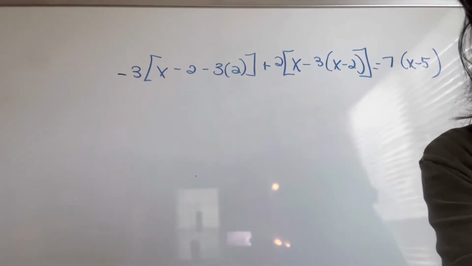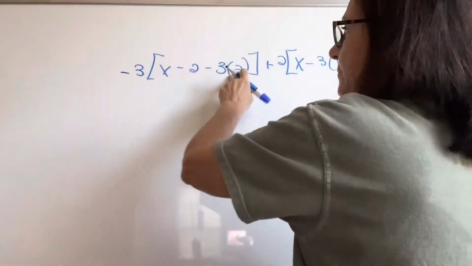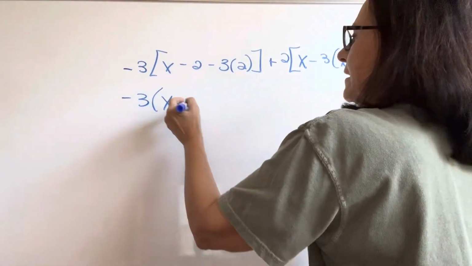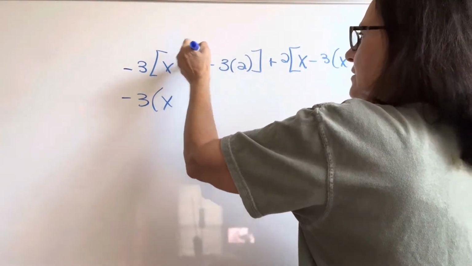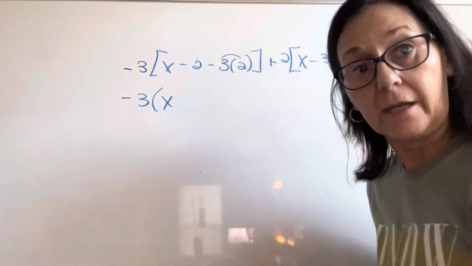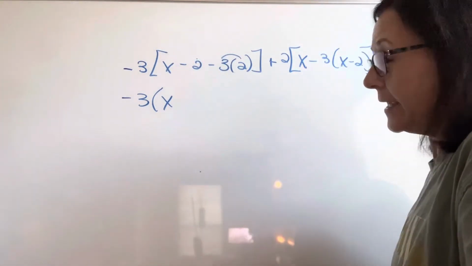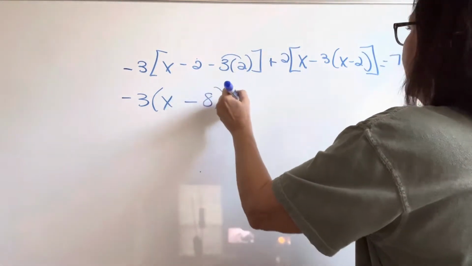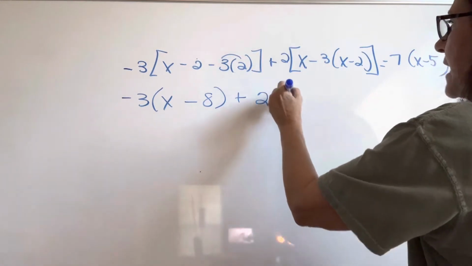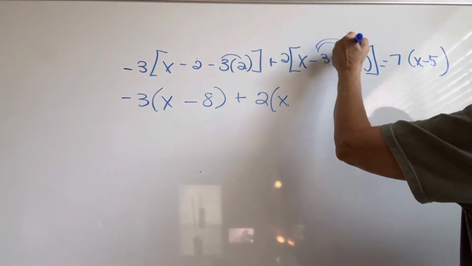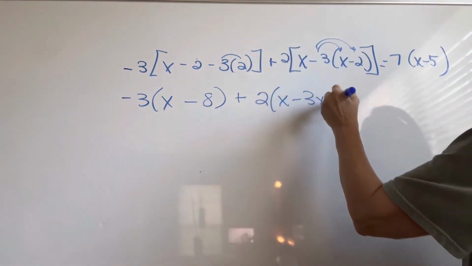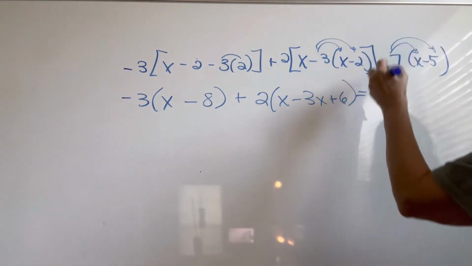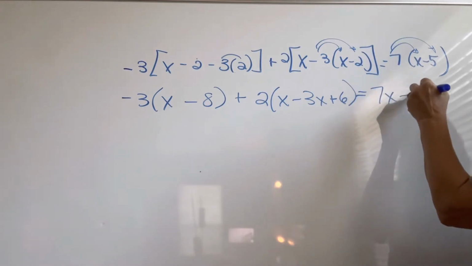All right. I'm going to simplify inside the parentheses before I distribute that negative 3. So it's going to be x. This is going to be minus 2 minus 3 times 2, which is 6. So it's minus 2 minus 6, which gives me minus 8, plus 2 times x. I'm going to distribute the negative 3. Minus 3x plus 6 equals, we can distribute the 7. So it's 7x minus 35.